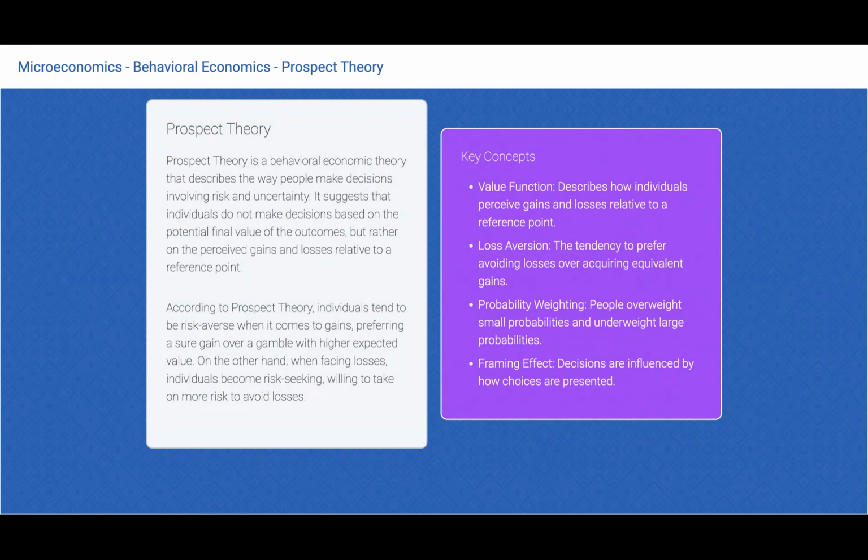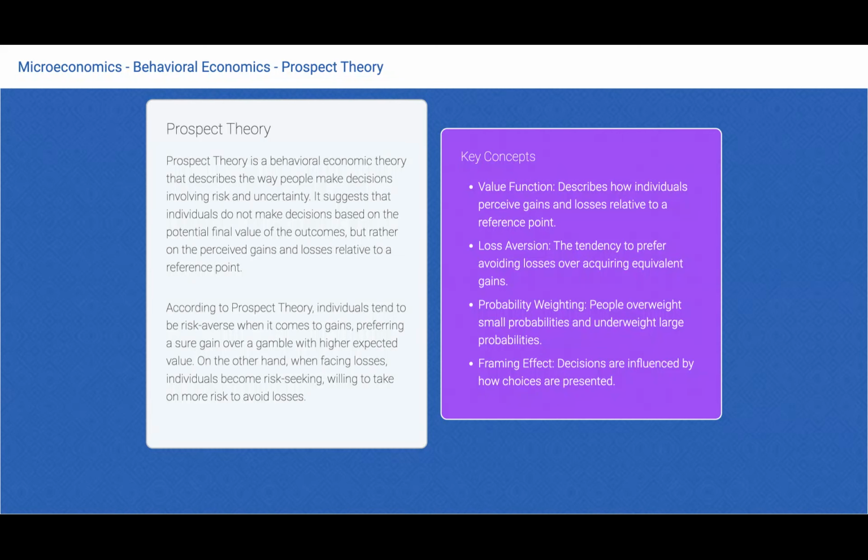Prospect theory is a theory in behavioral economics that explains how individuals make decisions under uncertainty. It suggests that people evaluate potential outcomes based on perceived gains and losses rather than final values. The theory highlights the concepts of loss aversion, probability weighting, and framing effects in decision-making.